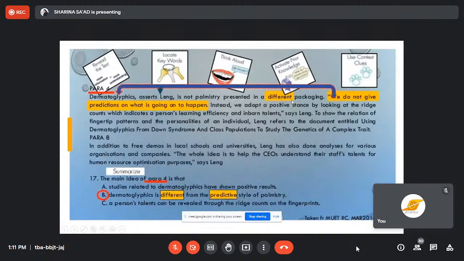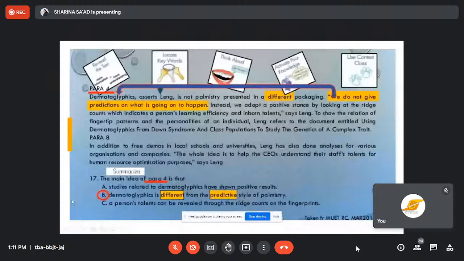We do not give prediction on what is going to happen. It is about the dermatological fix, not presented in different packaging. We do not give predictions on what is going to happen. Okay. The main idea of paragraph 4 is, okay, answer is here.